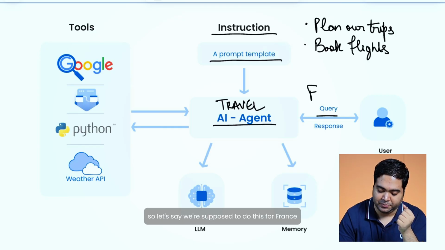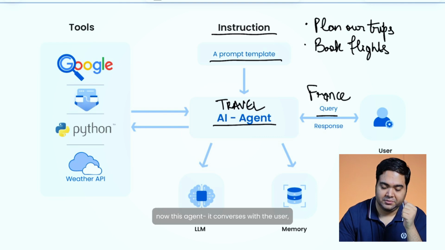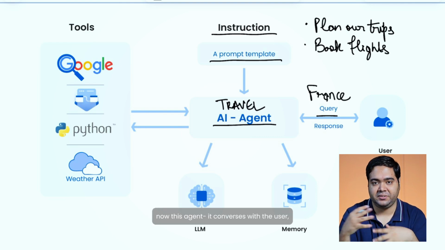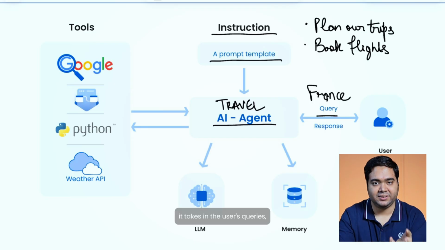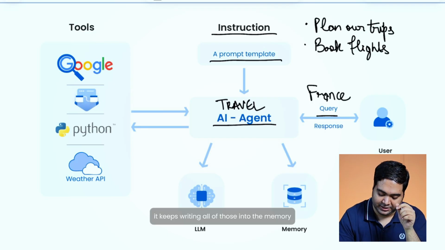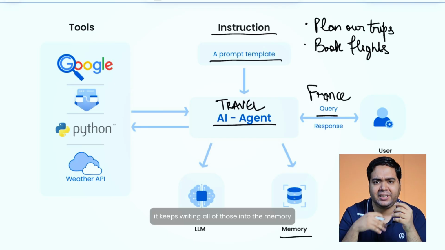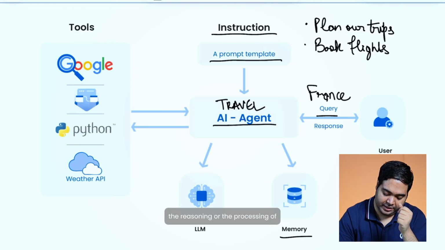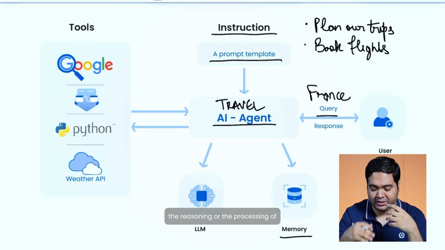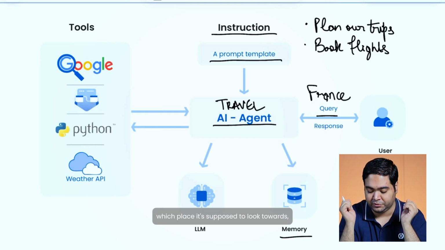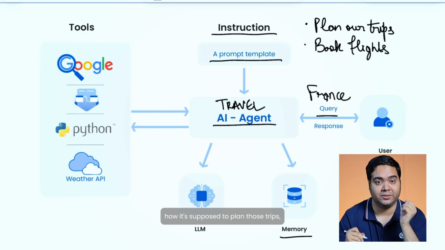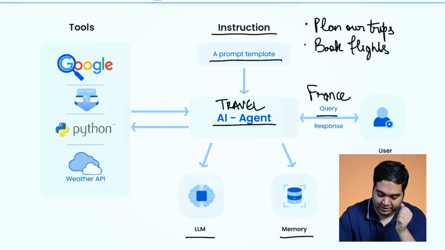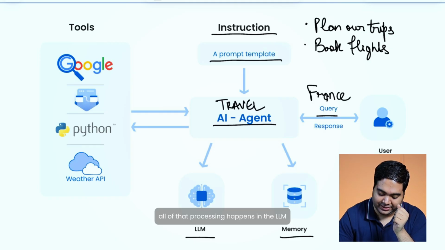So let's say we're supposed to do this for France, and I really want to visit Paris. Now, this agent, it converses with the user, it takes in the user's queries, it keeps writing all of those into the memory. So it has a context of everything it's talked to the user so far. The reasoning or the processing of which place it's supposed to look towards, how it's supposed to plan those trips, how it's supposed to book those flights, all of that processing happens in the LLM.